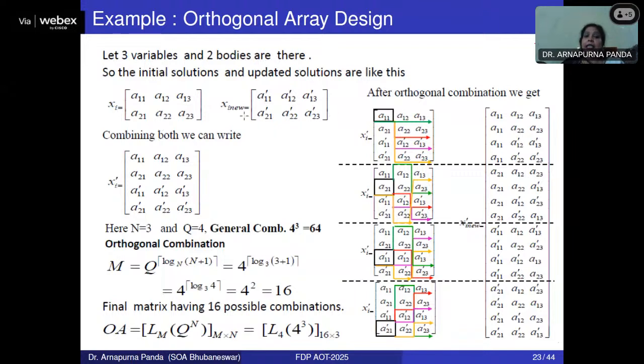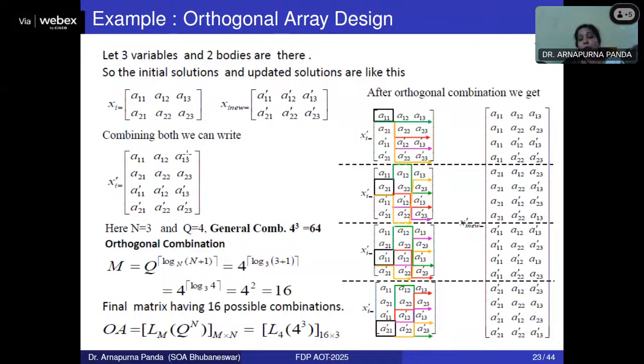If I combine Xi and Xi new, I can find this vector with n equal to 3 and q equal to 4. That means 4 variables are there and 3 objects are there. We get Xi dash like this. When we combine, I can combine A11, A12, A13. I also combine A11, A22, A23. I also combine A11, A12 dash, A13 dash. Similarly, if I combine it, I can get 64 combinations.